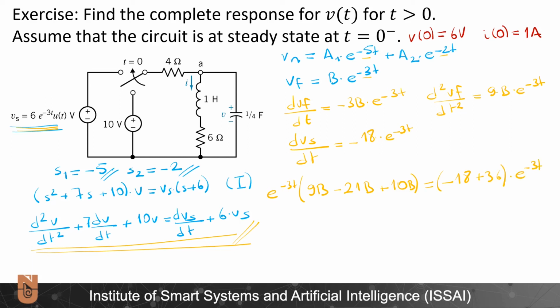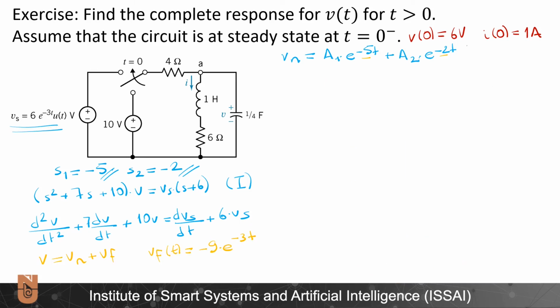So let's just do some algebra. I have minus 2b is equal to 18, and from here I find b is equal to minus 9. In other words, the forced response of this circuit will be equal to minus 9 times e to the minus 3t. I found that. Now I need to find the natural response to have the complete response of the circuit.